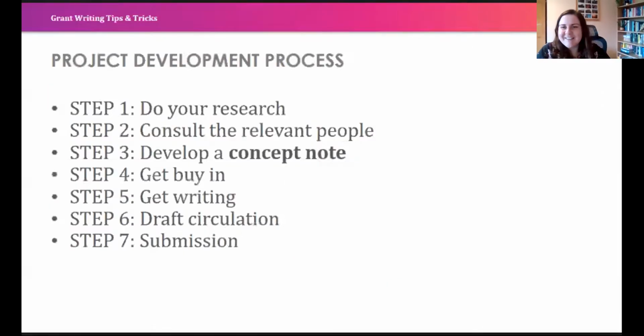So the next thing we're going to look at is the project development process. So you've identified an opportunity and you want to go for it. So what steps should you take? Again, this is a pretty simple, straightforward system. If it's a huge grant, preparation might be going on for months. You might want to scale this up and add some more steps. Or if it's a very small grant, maybe you can scale down the steps. But this is just a general process.